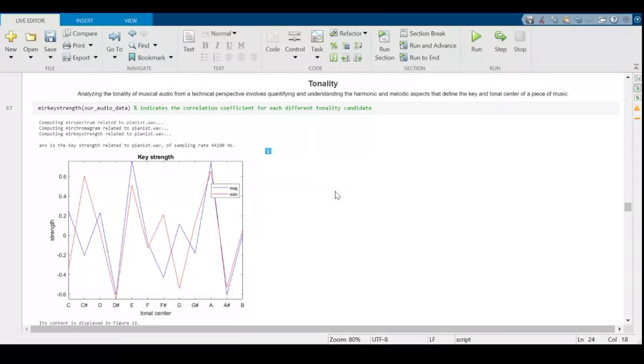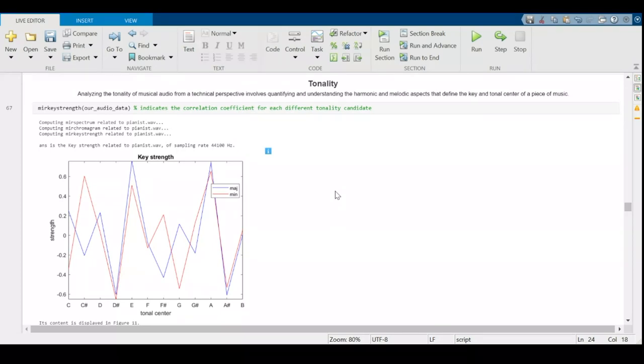Analyzing the tonality of musical audio from a technical perspective involves quantifying and understanding the harmonic and melodic aspects that define the key and tonal center of a piece of music. First, we detect key strength, where we can see that we get an estimation of whether our piece has stronger correlation to major or minor modes.